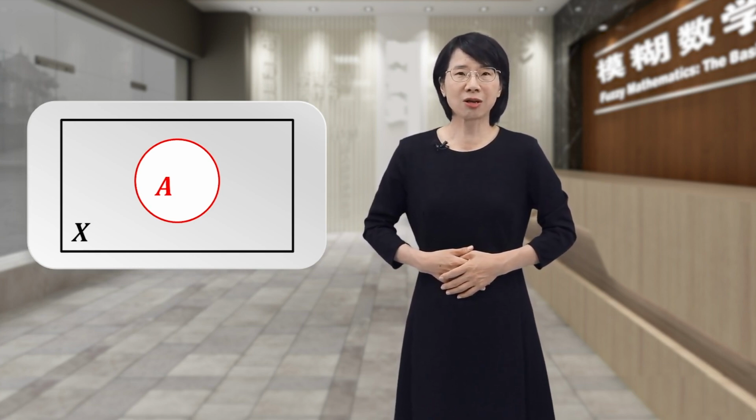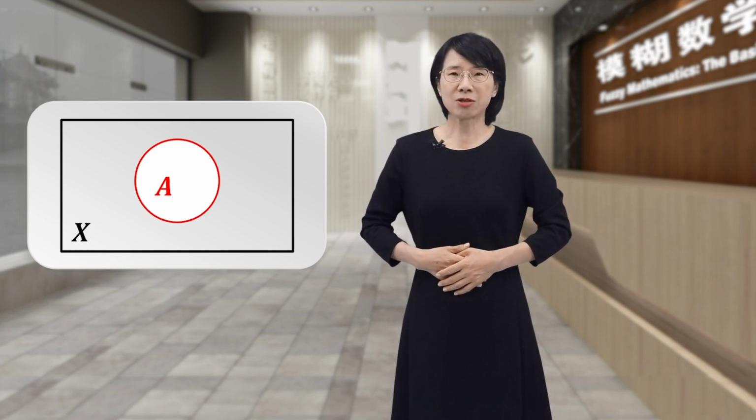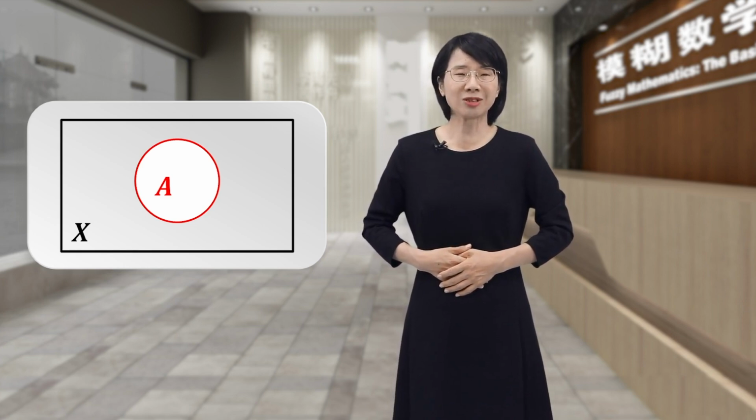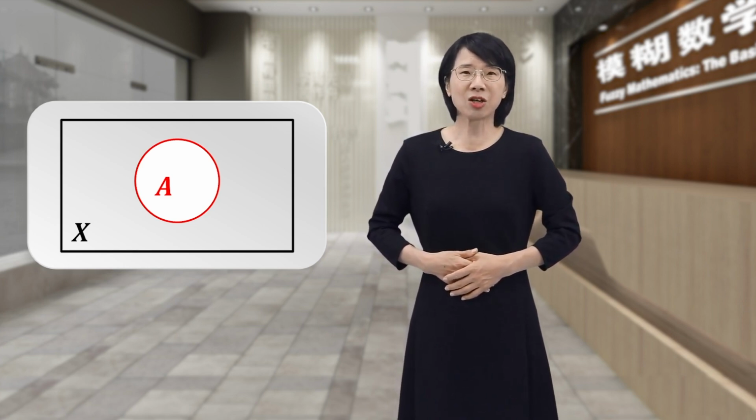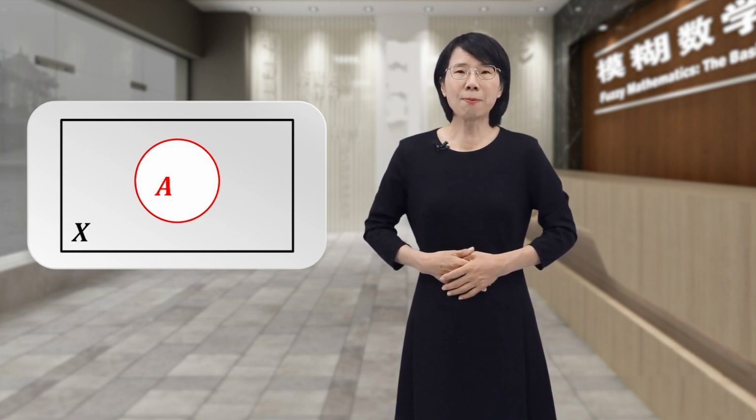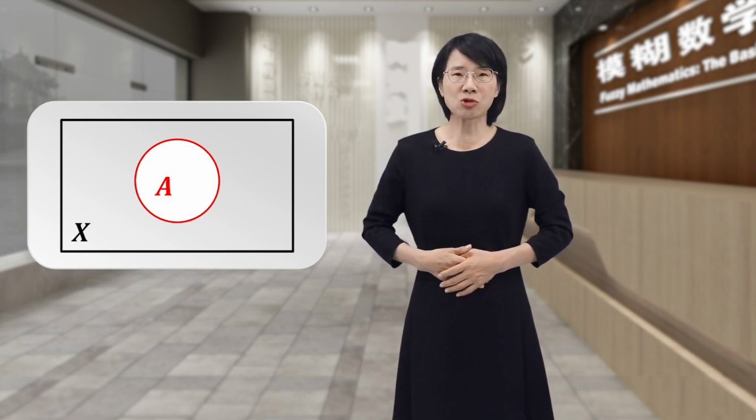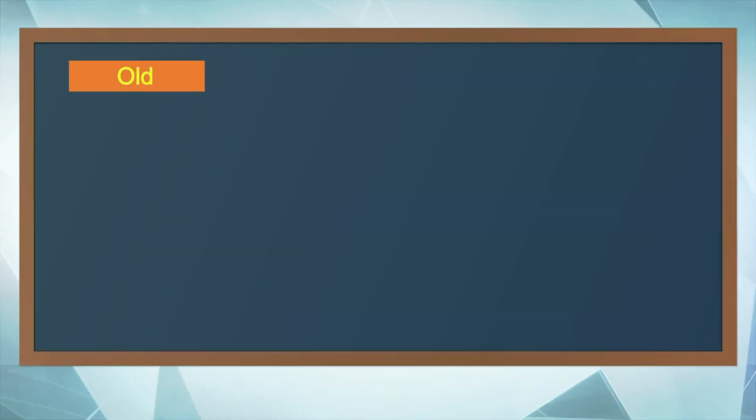A set in the classical set theory has a sharp, crisp boundary. There exists a clear distinction between membership and non-membership. However, more often than not, the collections of objects encountered in the real world do not have clear criteria of membership. For example, old people.